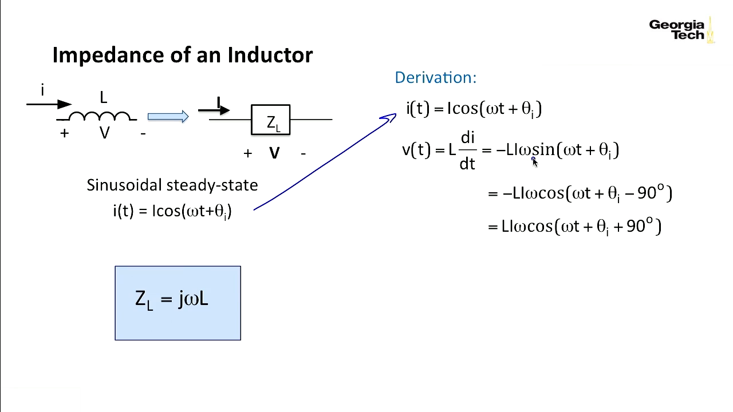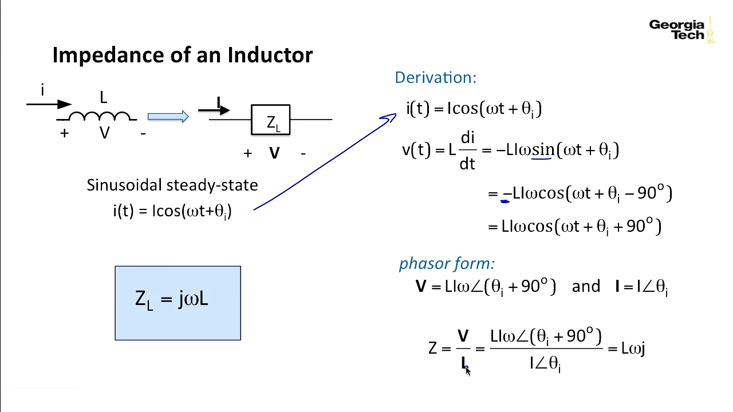And again, I have to go from a sine to a cosine, so I subtract off 90, and then I have to get rid of that minus sign right there, and that's where I add 180 degrees in here. I have to go to the phasor form, so the phasor of this, L I omega, is the amplitude, and the angle is theta I plus 90, and the phasor for the current is I at theta I. I form the ratio V over I is equal to Z, and this is where I get L omega j.